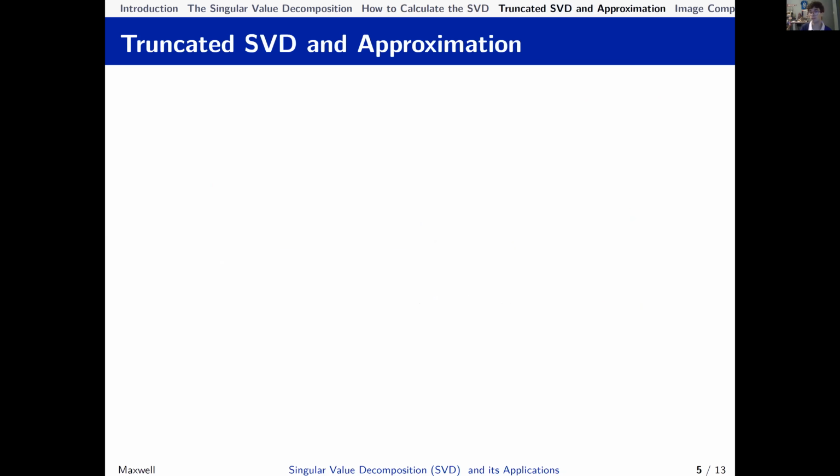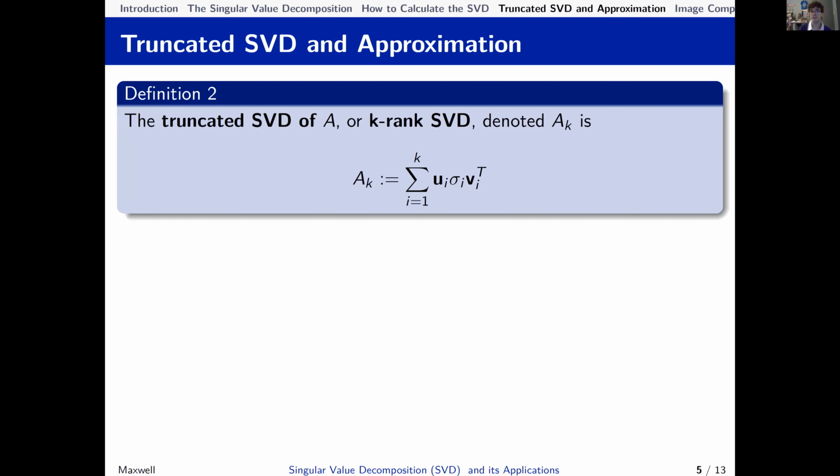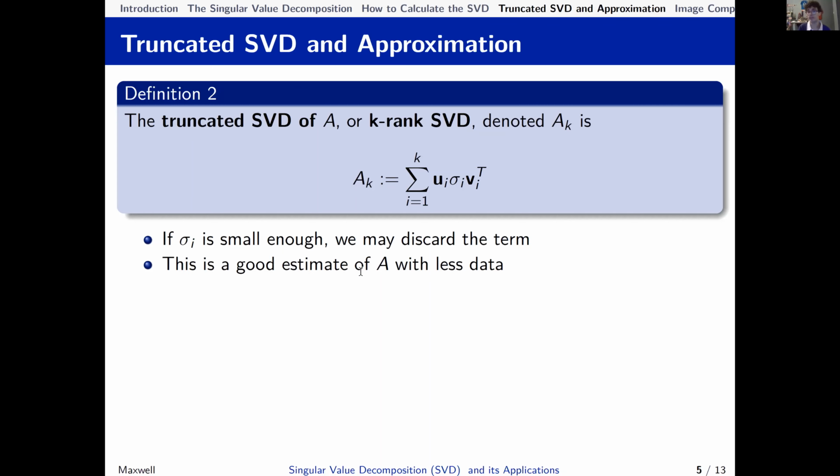So now I'm going to talk about a different way to write the SVD called the truncated SVD. The truncated SVD is the same thing as the sum you guys saw earlier, except that it's only the first K parts of the sum. It's not all of them. And this is useful because if any sigma is small enough, we can discard the term and the value of A_K will be affected negligibly. So it's a good approximation of A, and it uses less data because we removed a whole part of the sum.